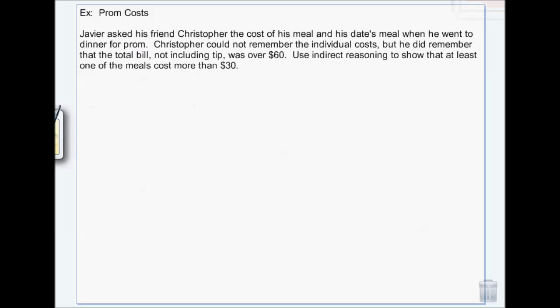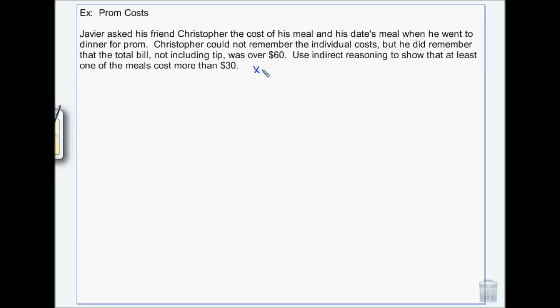Let's break it down, okay? Javier asked his friend Christopher the cost of his meal and his date's meal when he went to dinner for prom. Useless information. No numbers in there, right? Christopher could not remember the individual costs, but he did remember that the total bill, not including the tip, was over $60. So him and his date was over $60. We're going to use indirect reasoning to show that at least one of the meals was more than 30.